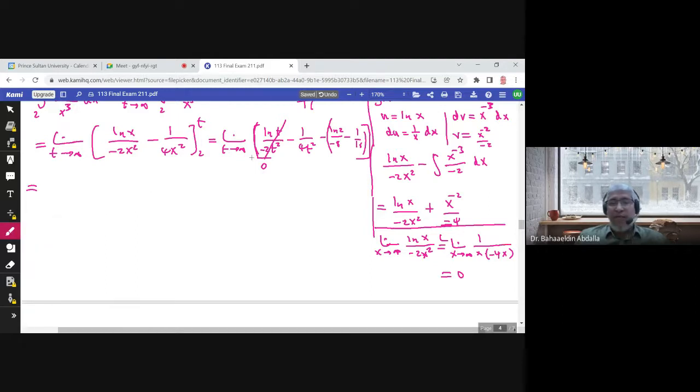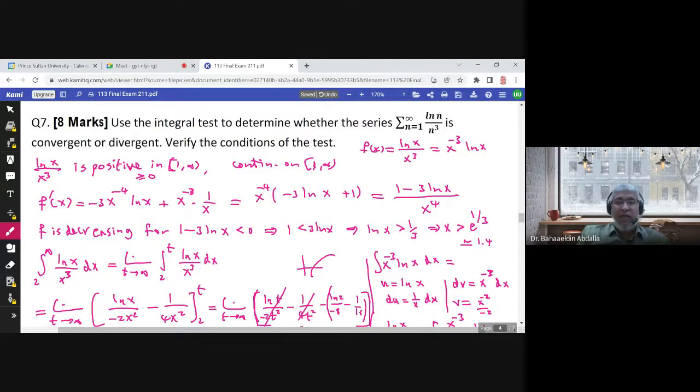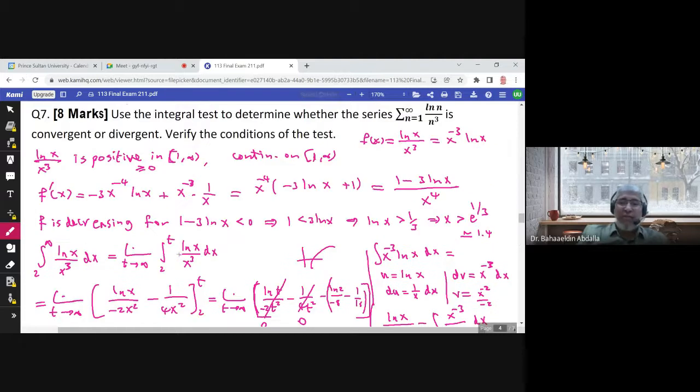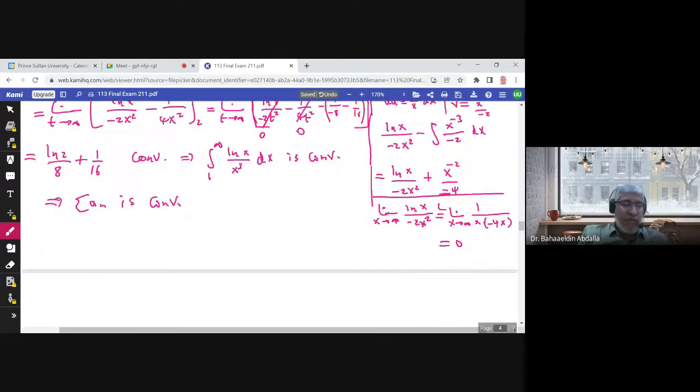And this also will be 0 because t is infinity and 1 over infinity is 0. So the limit would be, negative times negative would be positive, ln 2 over 8 plus 1 over 16. So the integral is convergent. Of course the integral from 1 to infinity will be convergent. If the integral from 2 to infinity is convergent, then the integral from 1 to infinity is convergent. And this means that the series is convergent. So the series is convergent.